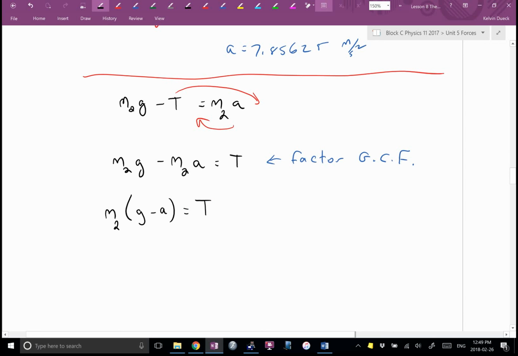How many M2s do I have now? Woohoo! How would I get the M2 by itself? What do I do with that bracket? What's that bracket doing to the M2? Multiplying, you say? So how will I move that bracket over? Divide, you say. Are you telling me that mystery mass 2 is going to be the tension divided by G minus A? I can drop the bracket because there's an implied bracket there.